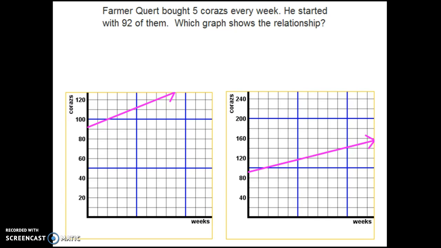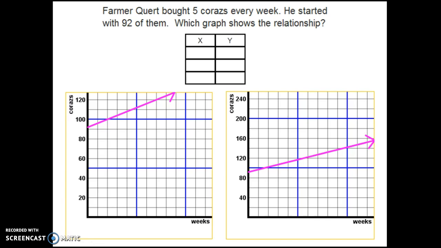So let's take a look now at this pair of graphs. So Farmer Quirt bought 5 Corazes every week. He started with 92 of them. Which graph shows the relationship? Well, they both start at 92. They both actually seem kind of similar. The reason they look different is because of their scales. Notice how this one has a much smaller scale than this graph over here. So let's come up with a table of numbers and see which one actually works.